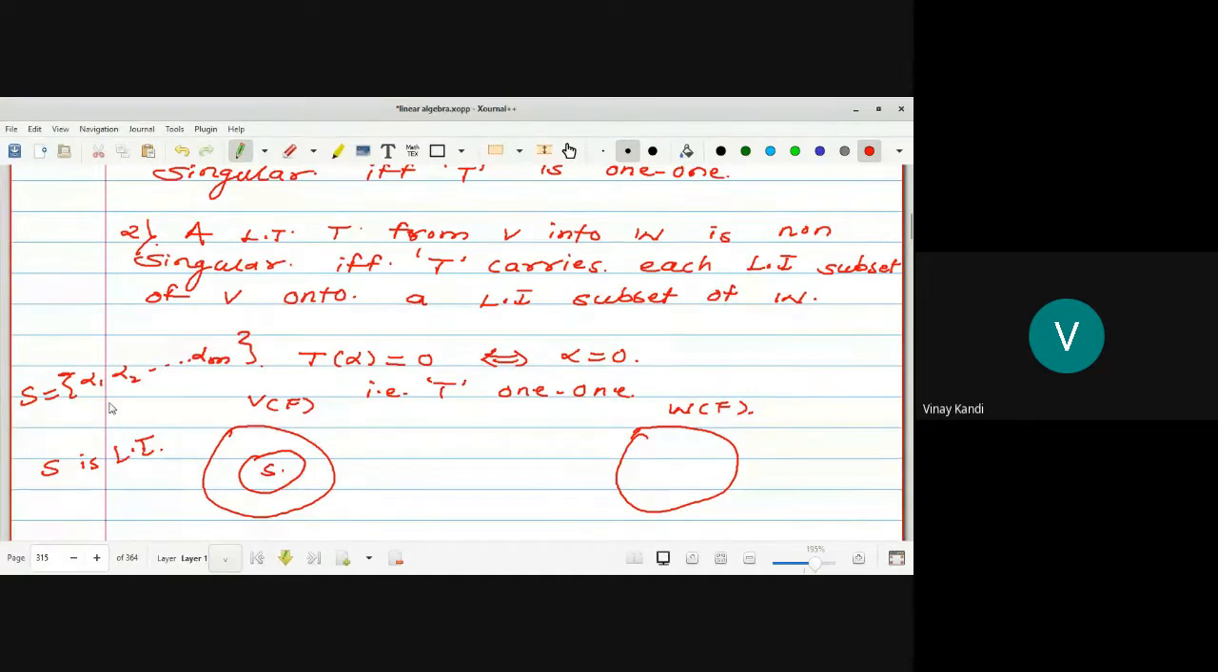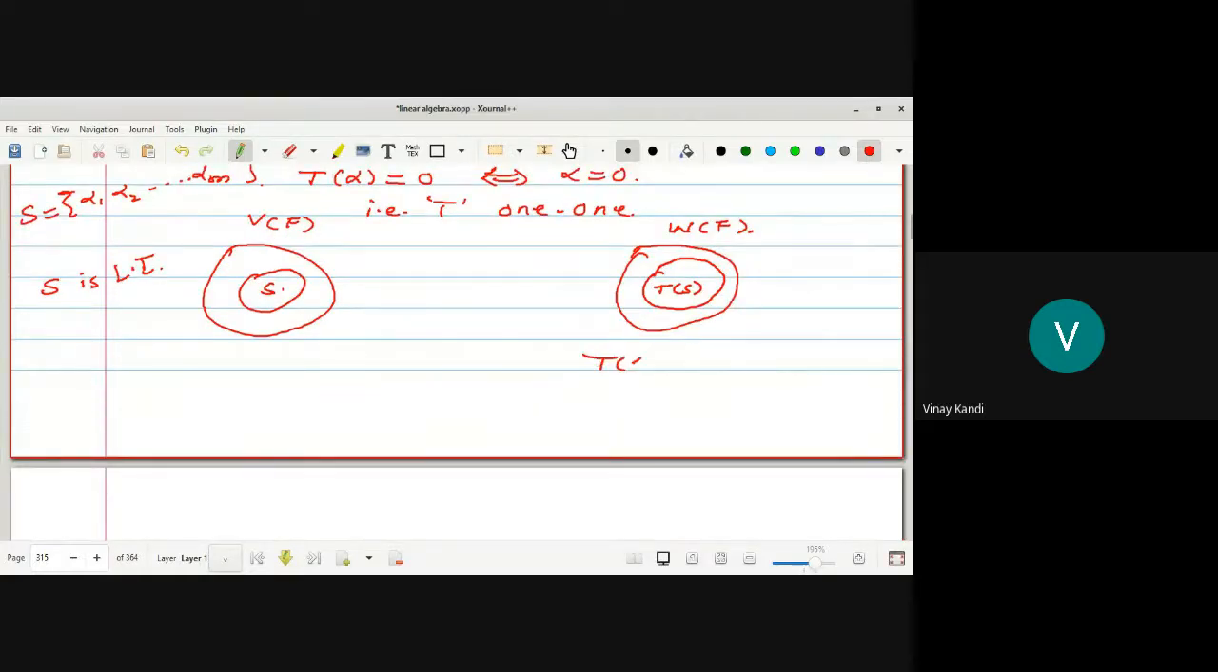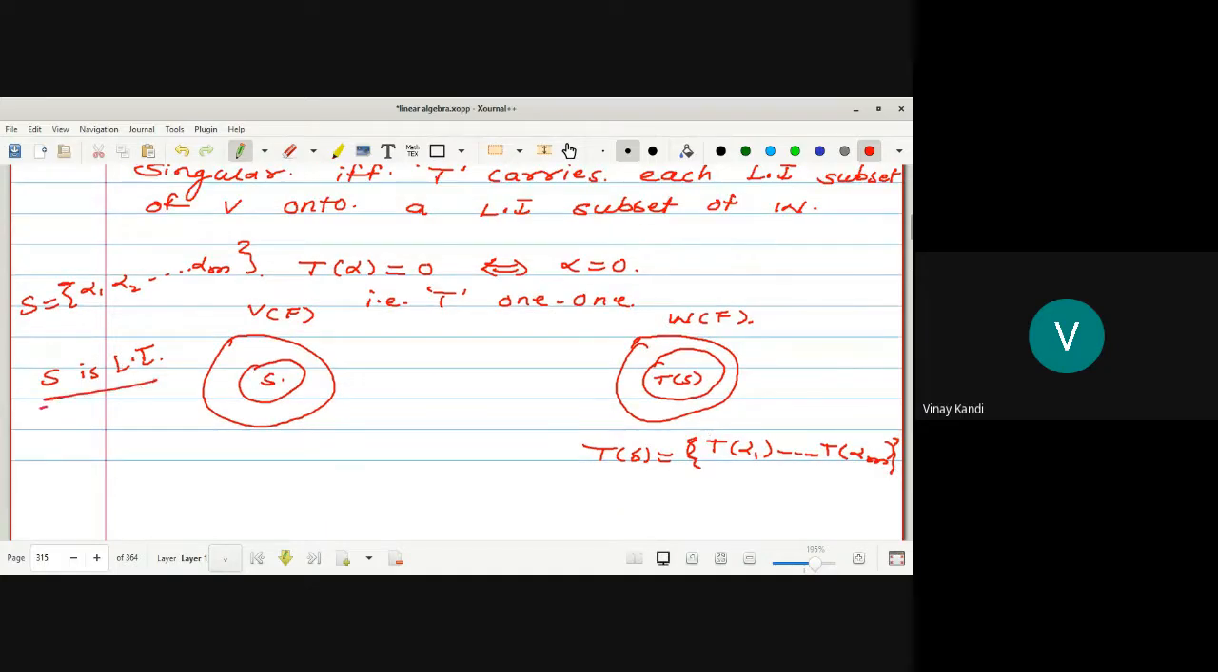Then T of S contains T of alpha 1 up to T of alpha n. If S is linearly independent and T is one-to-one, then T of S is also linearly independent. Any doubt? That is non-singular. No, sir.